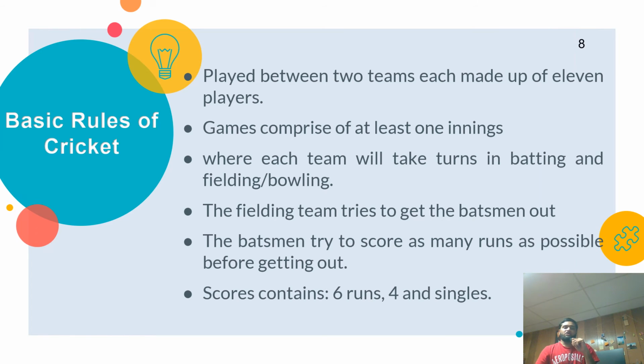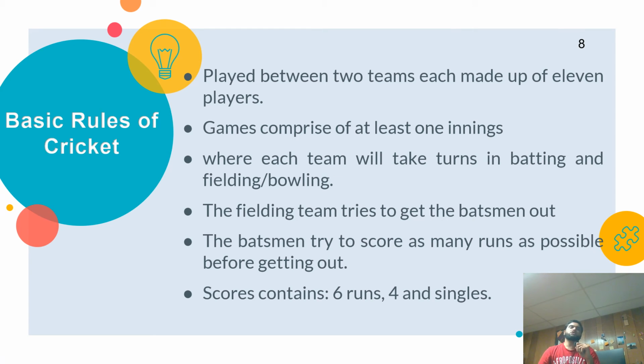So now you know about the field and then equipments. Now let's learn about some general rules. So first of all, cricket is played between, of course, two teams like any other games, and each team has 11 players, 11 on this team and 11 on the other team. And then the game comprises at least one innings.